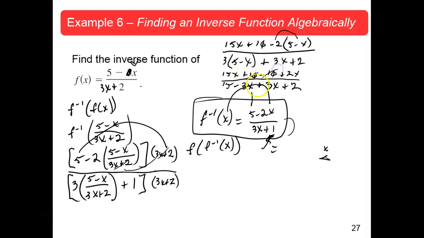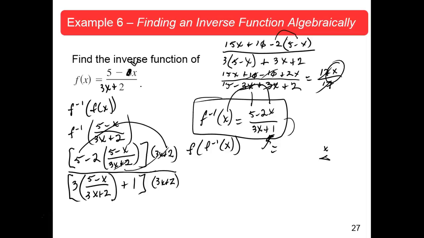Plus 10 minus 10 adds to 0. Minus 3x plus 3x adds to 0. What is your numerator left to be? 17x, that sounds familiar, over 17. And what does that come out being? X! You got it again. Okay? We have confirmed that these two functions are inverses of each other. F of F inverse gave us X, and F inverse of F gave us X. Both of those produce the identity function X, therefore they are inverses of each other.